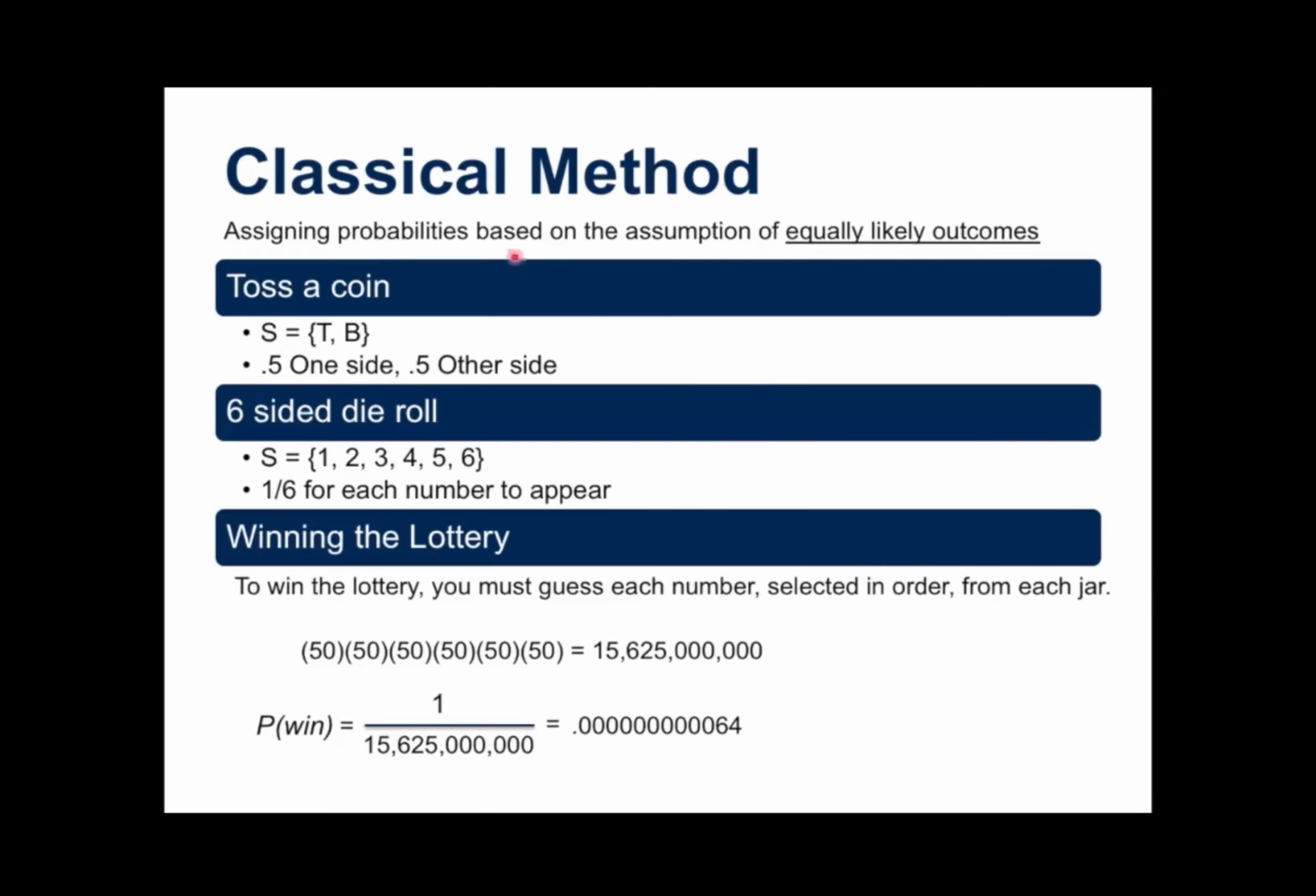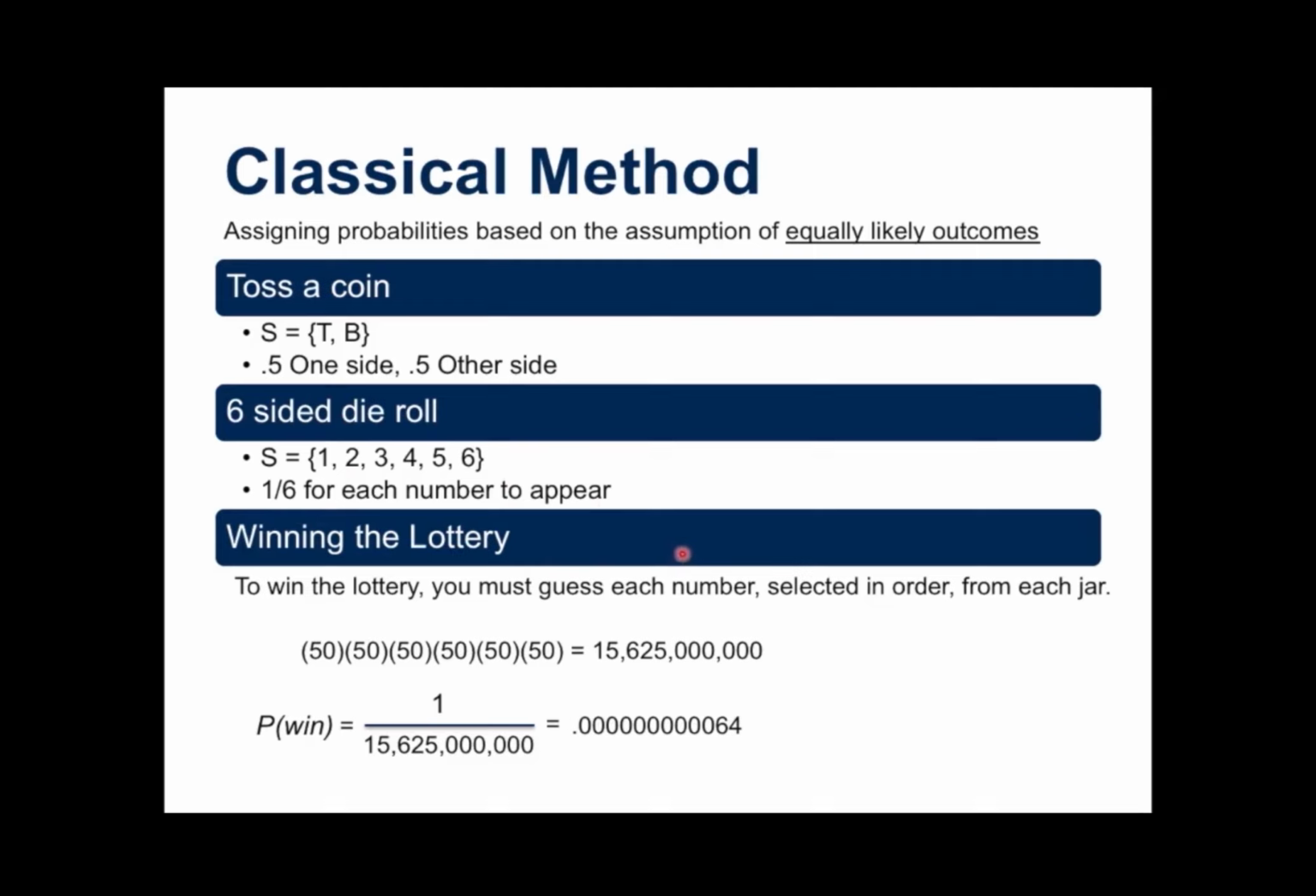The classical method, we've been actually exploring that already. When we started out looking at the coin toss, this would be an example of the classical method because it just assumes an equally likely outcome. So a coin flip, either going to come up one side or the other, 0.5, 0.5, 50% of the time. So this is a classical method. Roll a die. If it's a fair die, all 6 numbers could come up, 1 out of 6 for each number to appear. Or winning the lottery.